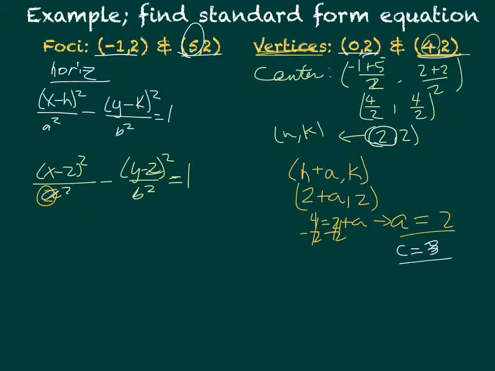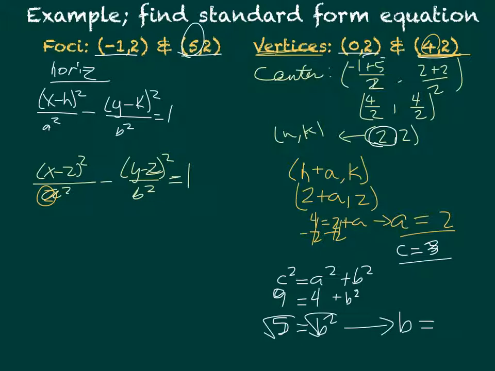If I know c and I know a, then I can find c squared equals a squared plus b squared. C squared is 3 squared, so that would be 9. A squared is 2 squared, which is 4, plus b squared. Subtract the 4, and I get 5 equals b squared. Take a square root. So b equals plus or minus the square root of 5. And now I can put that in.